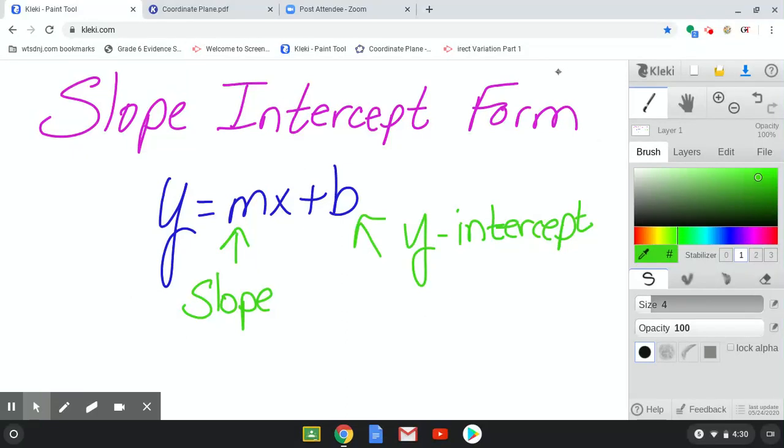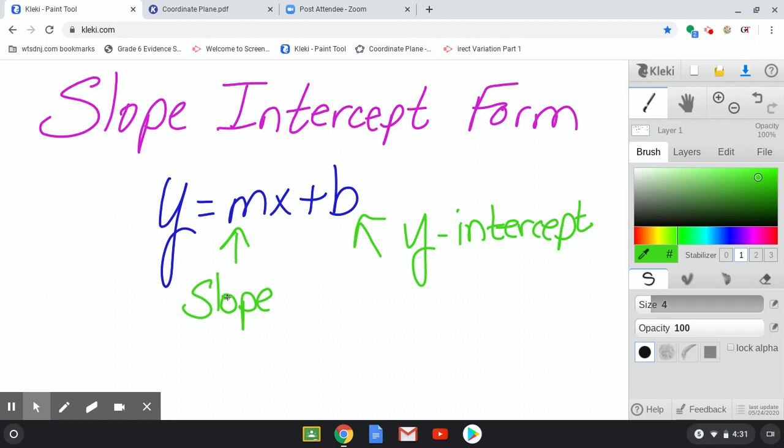Quick review on slope-intercept form. I'm going to go over identifying the slope, identifying your y-intercept, converting an equation into slope-intercept form, and then also graphing using slope-intercept form and graphing when they give you a point and the slope.